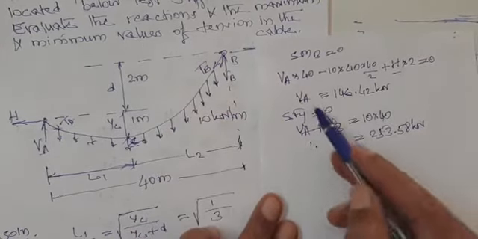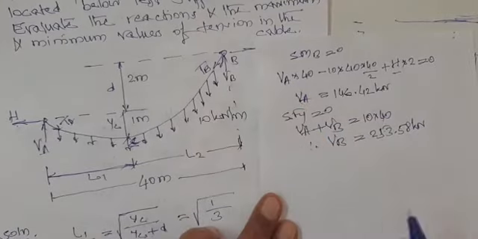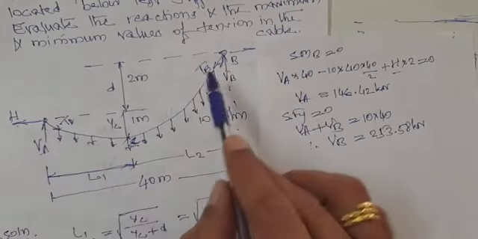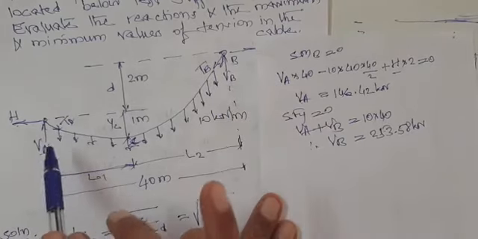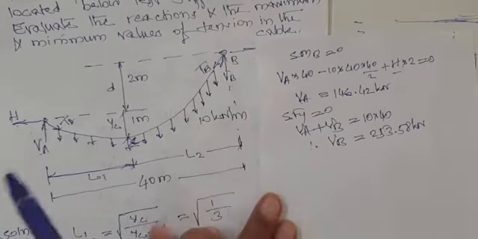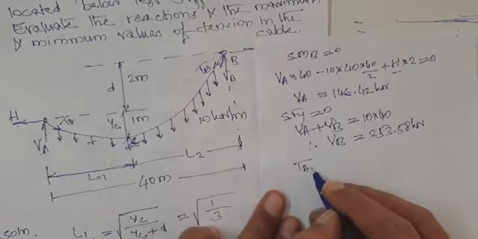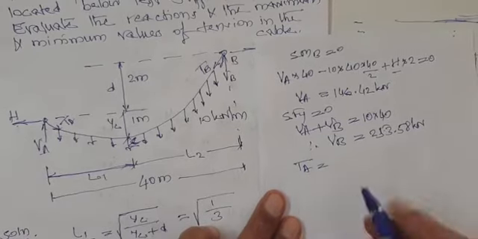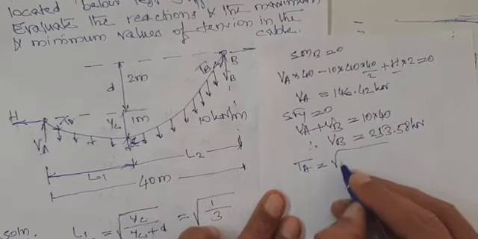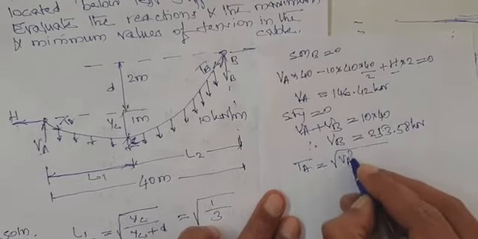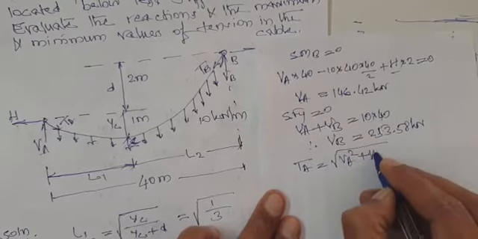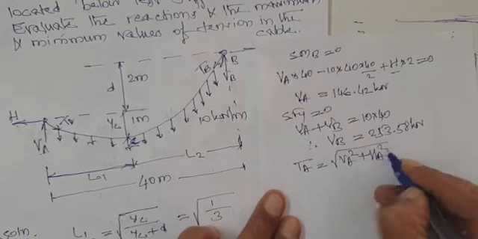Okay, H is over, VA is over, VB is over. Next, the maximum and minimum value of the tension. I said that maximum tension will be at the support A or B. If he asks to calculate the tensions at A and B, you calculate both. Here, TA, that is the tension at support A, is the square root of VA square plus HA square. Of course, HA is equal to H.